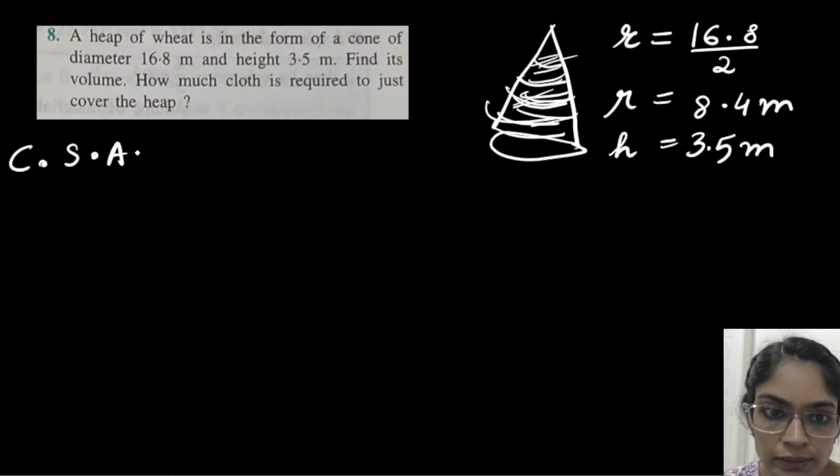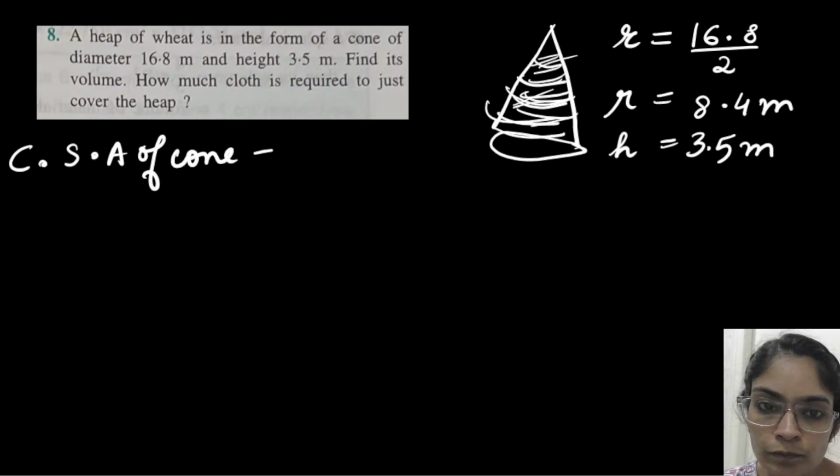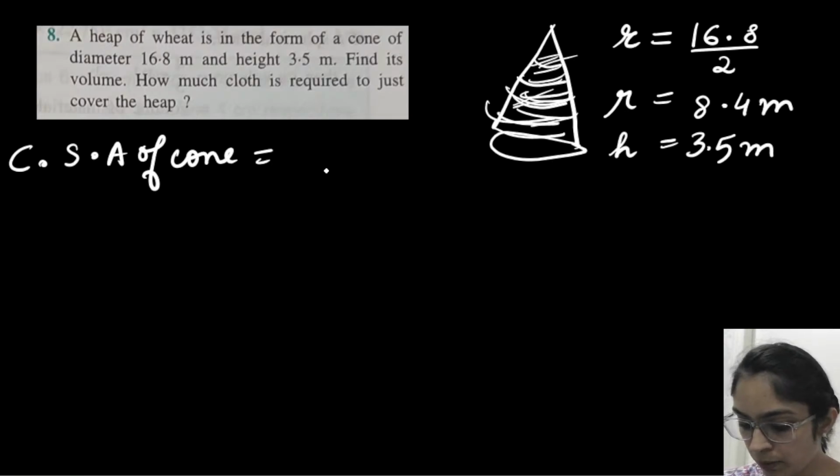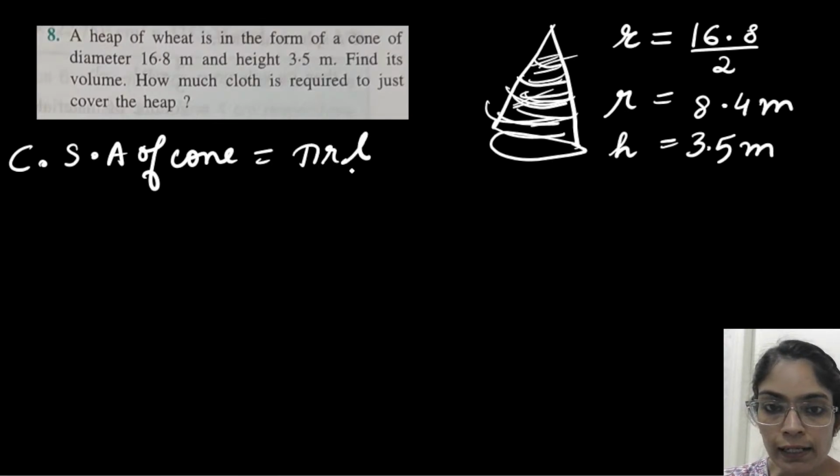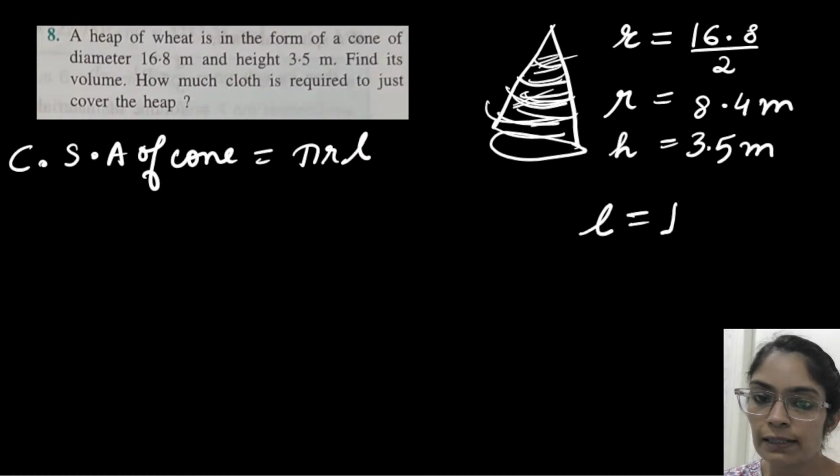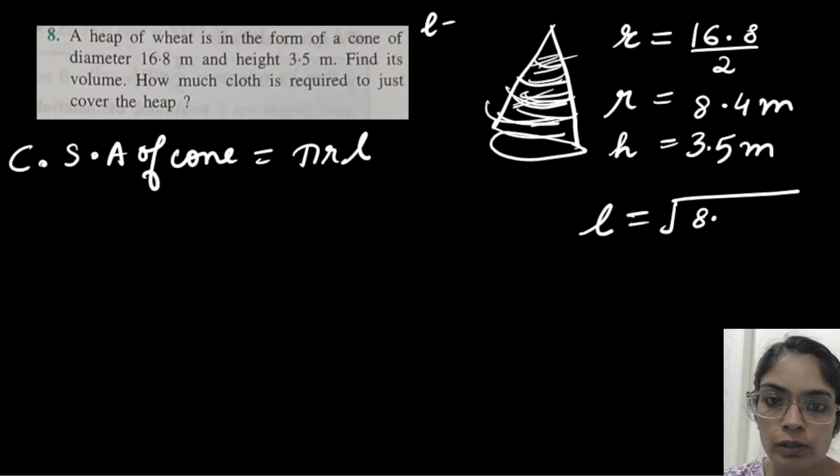So the curved surface area of a cone. The curved surface area formula we know. It is pi r L. So L we have to find. L is the slant height. That is not given to us, so we can use this formula: L is equal to square root of r square plus h square.